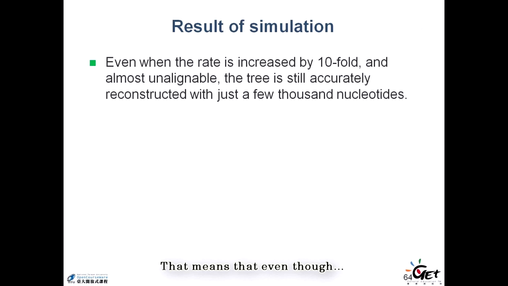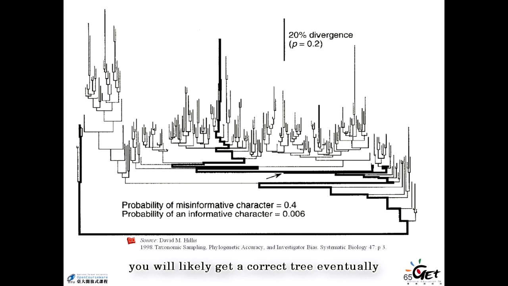So that means that even though it's based on simulation data, and the data is kind of messy, the information is still there, and that's what we hope for anyway in the real world. So it gives us a kind of confidence that as long as the information is correct and you have a lot of taxa to break down the long branches, you will likely get a correct tree eventually. But this is just a theoretical concern.